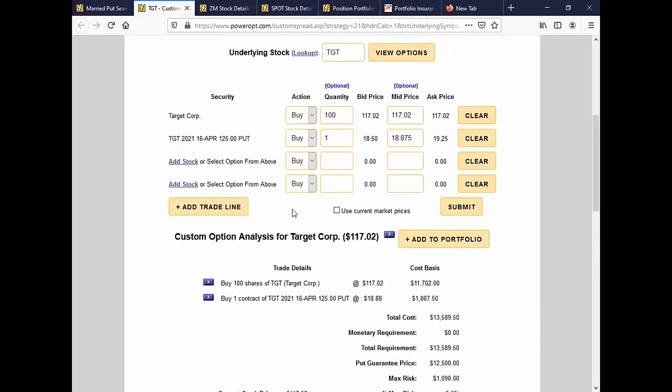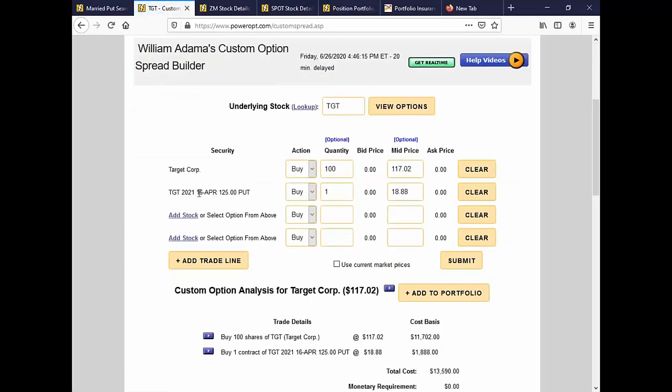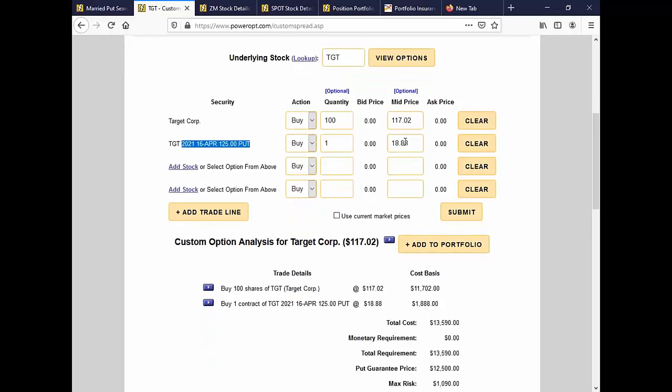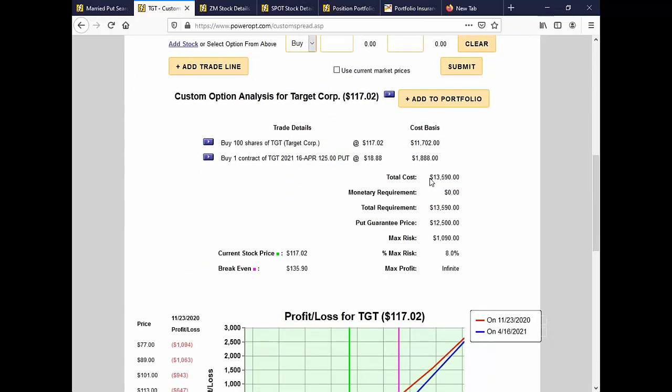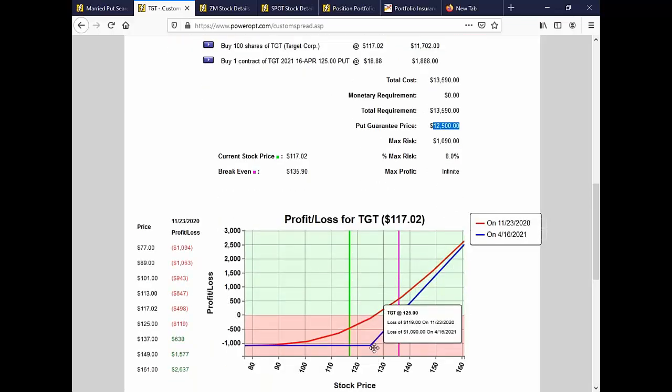So, if I was opening a married put today, I'd probably open Target here at around 117.02, and I'd look maybe out to the 125, the 2021, excuse me, April 125 put for around $19, cost of $18.88. This puts my cost basis up to $135.90 per share, but I'm guaranteed to get 125 back. That's the benefit of the put, so we're only risking 8% on the position.